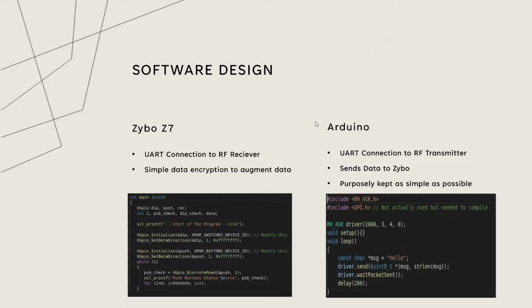For the FPGA, we actually are just making a UART connection to an RF receiver, and we are doing a simple data encryption. More of a cipher than an encryption, but we'll just be modding the data by 25 and then adding the needed data back to restore the data back to its original value.